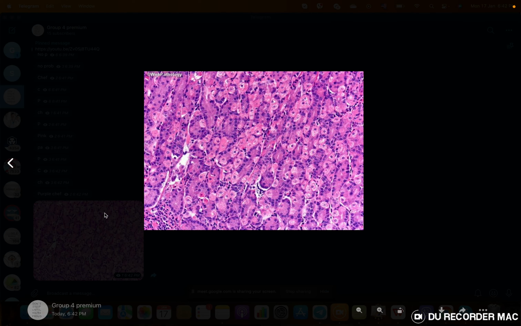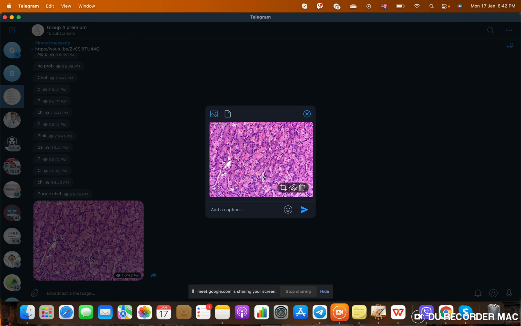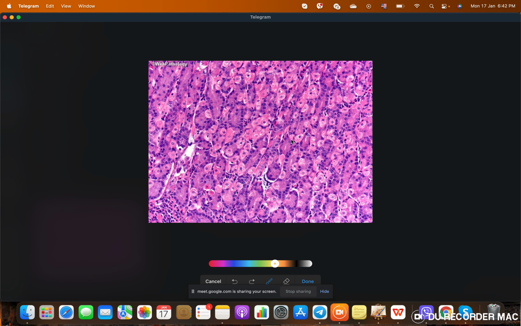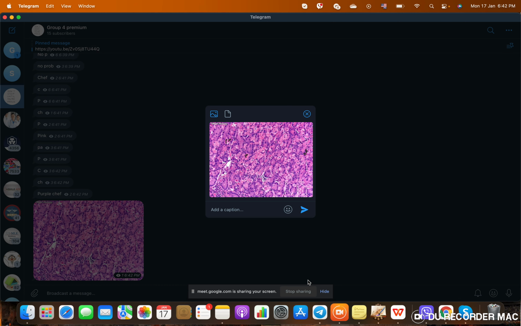So let me do this. Okay, so I can tell you like this. This is parietal. Why? Because pink, and you just keep going. And if you see something like this, it's blue, so you go basophilic, which is chief cells. Yeah, that's it.